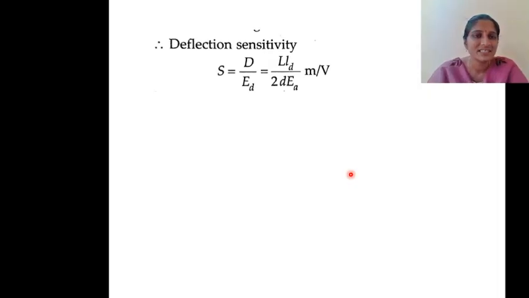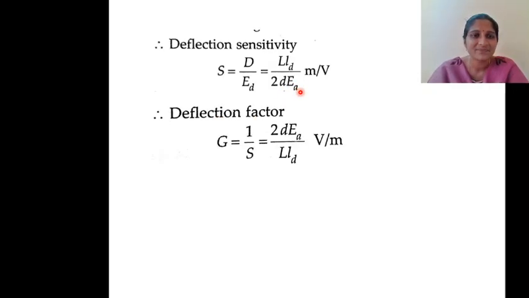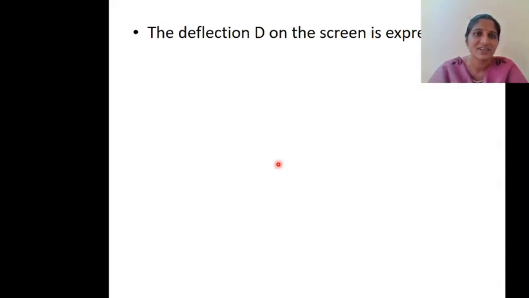And next, deflection sensitivity. S is equal to D by E_d. Substitute the D value here, then you will be getting the deflection sensitivity. The next one, deflection factor. Deflection factor is nothing but the reciprocal of deflection sensitivity. That is represented by the letter capital G. Capital G is equal to 1 by S, that is equal to 2 d E A divided by L into capital L into small l_d. So this is the derivation of deflection sensitivity.